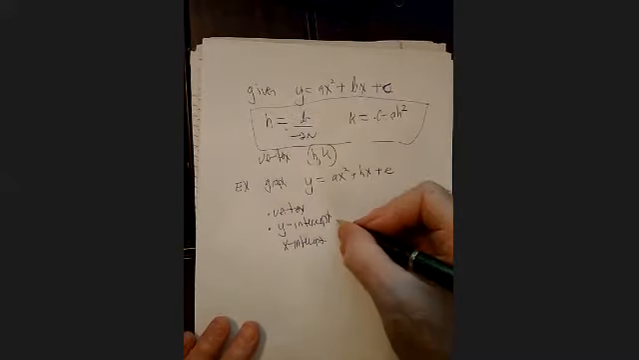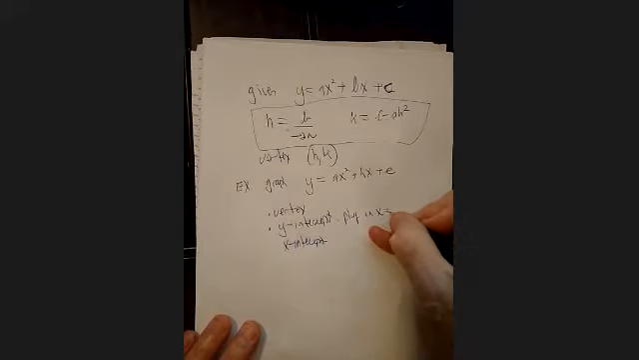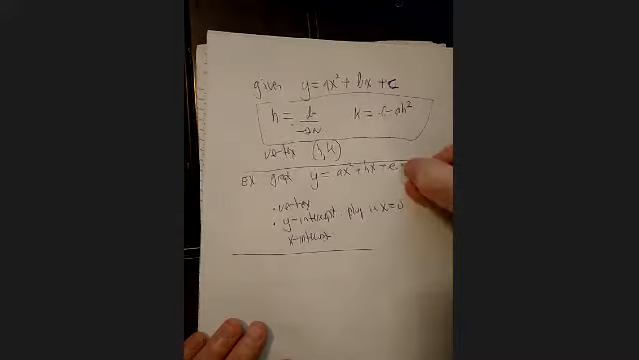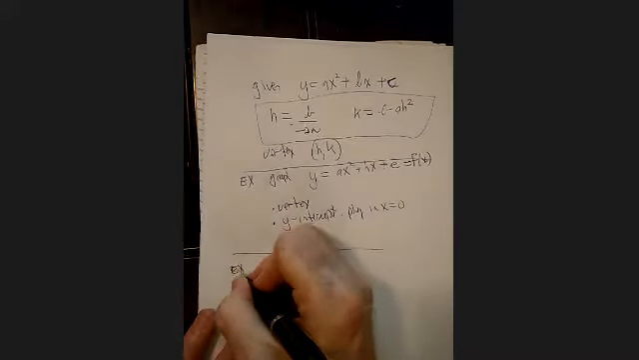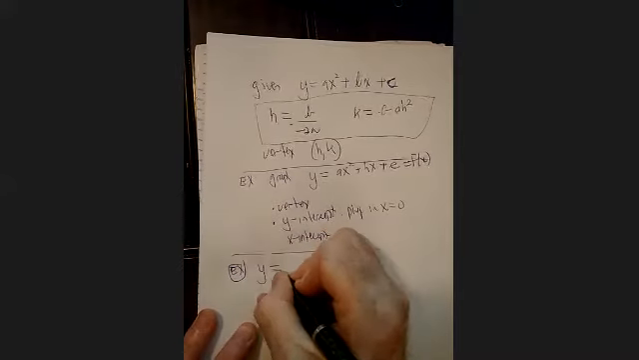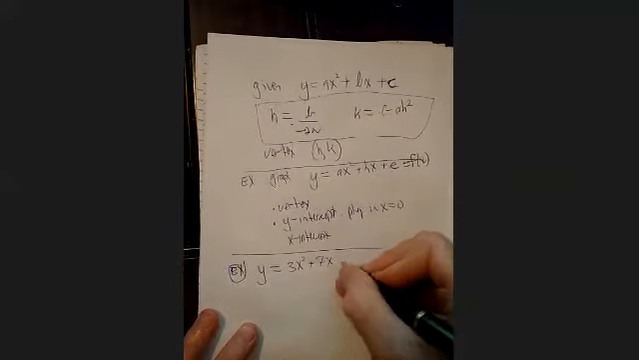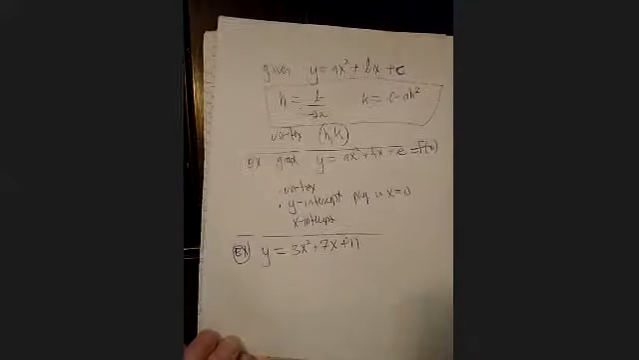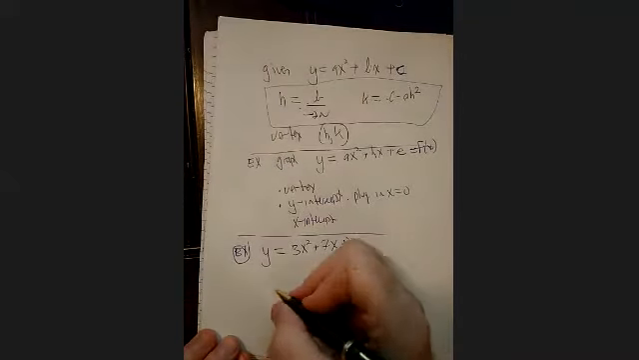Now, to find the y-intercept, remember, you just plug in x equals 0. Okay, so that's what we're going to do here. So here's my example: y equals 3x squared plus 7x plus 11. This is what we did in the first video. I'm going to use my formula. I want to find my (h, k). I want to find my vertex.